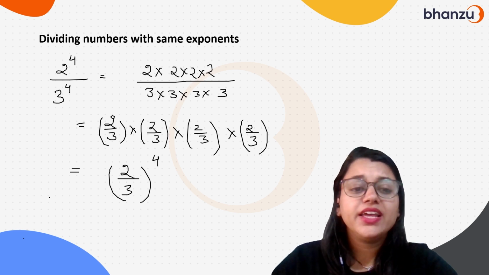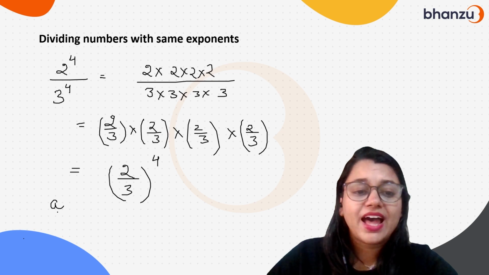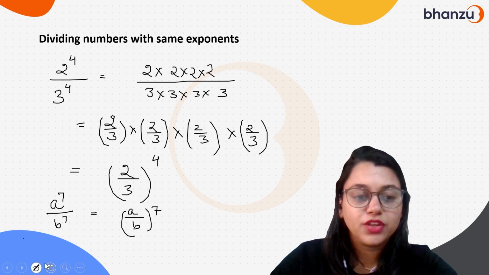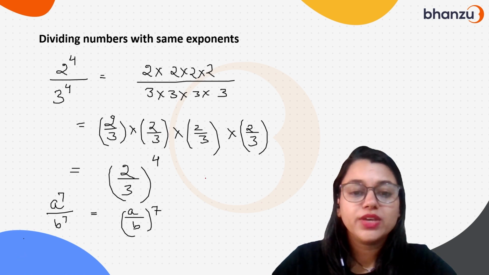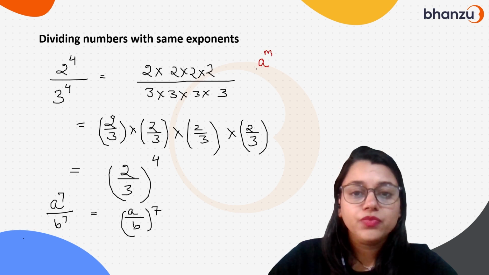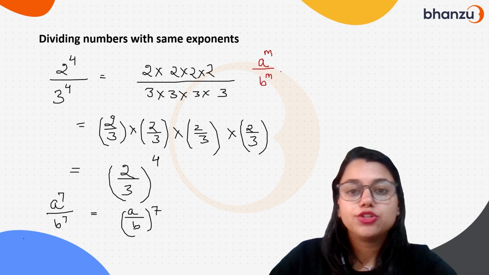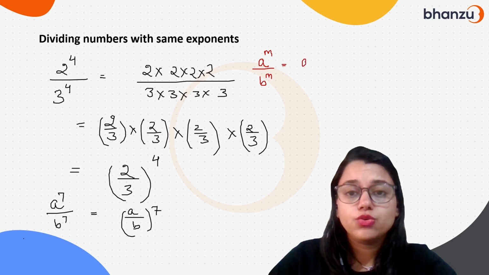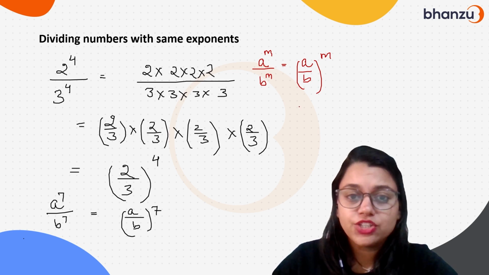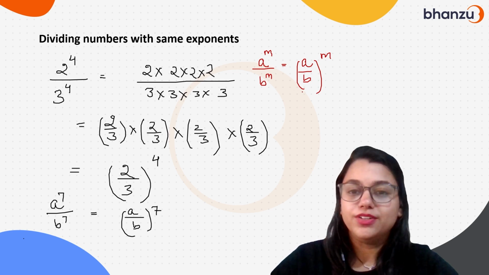Alright. Similarly, if we have different variables, a raised to the power 7 and b raised to the power 7, we can write it as a divided by b whole raised to the power 7. So students, here also we can generalize it and write it as a raised to the power m divided by b raised to the power m is equal to a divided by b whole raised to the power m, where a and b are non-zero integers and m is a whole number.